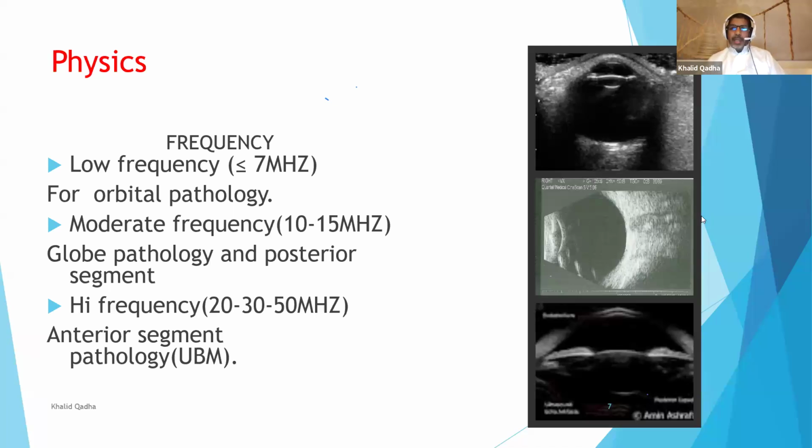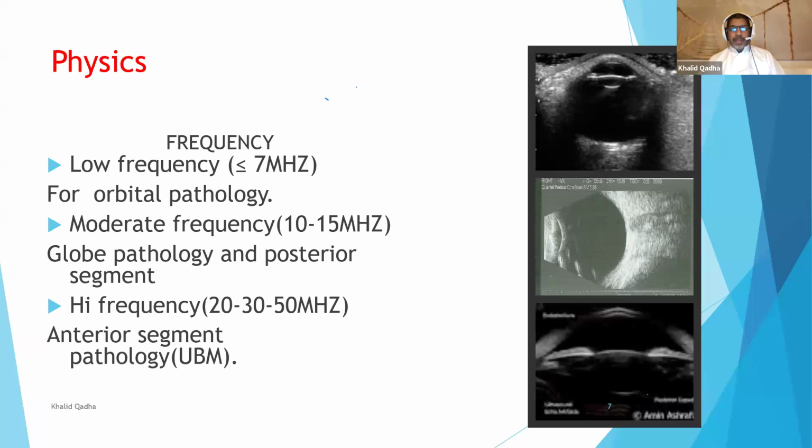But we are losing a lot of sound waves in the side. You cannot get it all in detail. While in the moderate frequency, between 10 to 15 megahertz, you can see more details of the optic nerve, the posterior lens, and in the vitreous. It's more focused at that area.